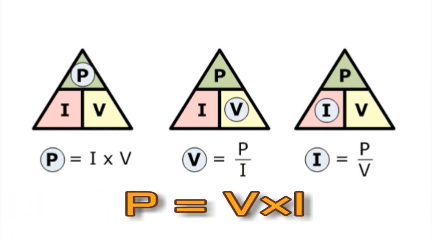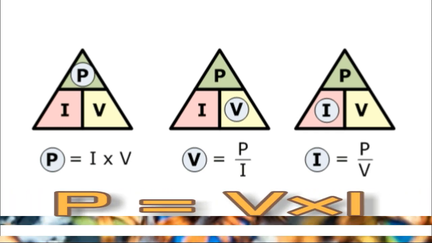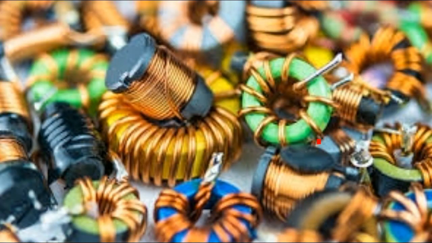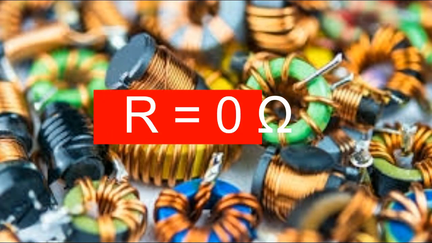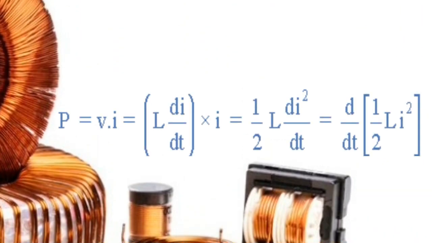Power in a circuit is given as P equals V times I. Therefore, an ideal inductor has no resistance, only inductance, so R equals 0 ohm, and therefore no power is dissipated within the coil, so we can say that an ideal inductor has zero power loss.